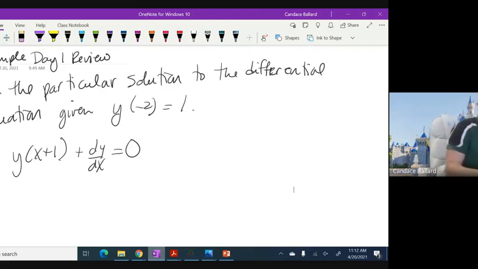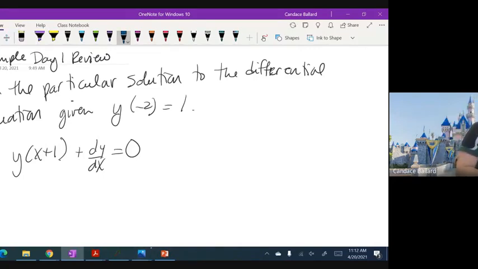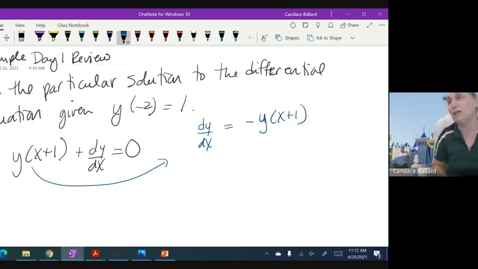So the first thing I need to do is get the dy dx by itself, really. So I'm going to take this and move it to the other side by subtracting. So dy dx equals negative y times x plus 1. And typically, that one's kind of unique in the fact that we have to subtract. Typically, we don't add or subtract, but from this point on, we would not add or subtract to manipulate this.